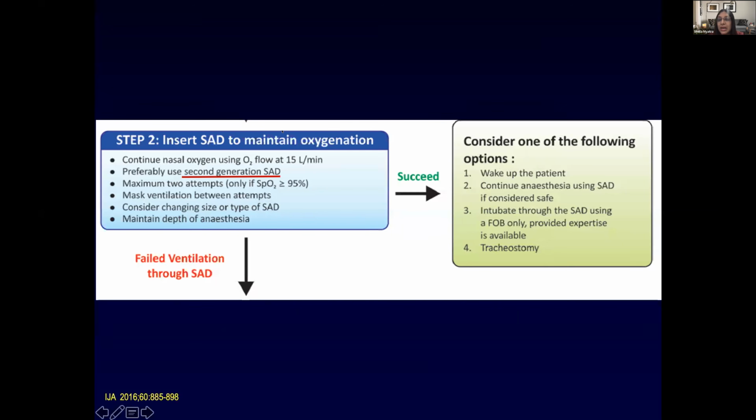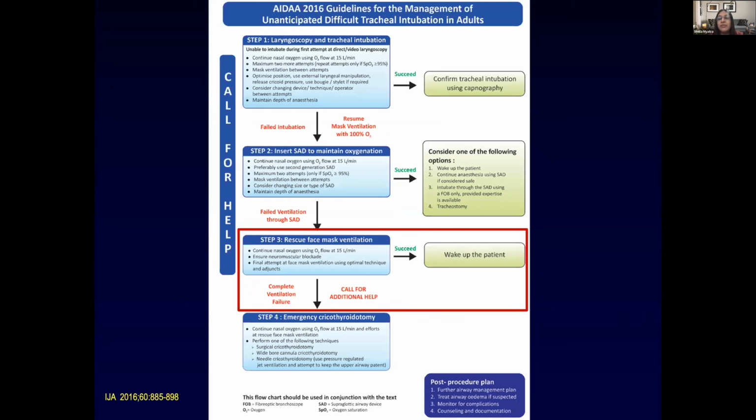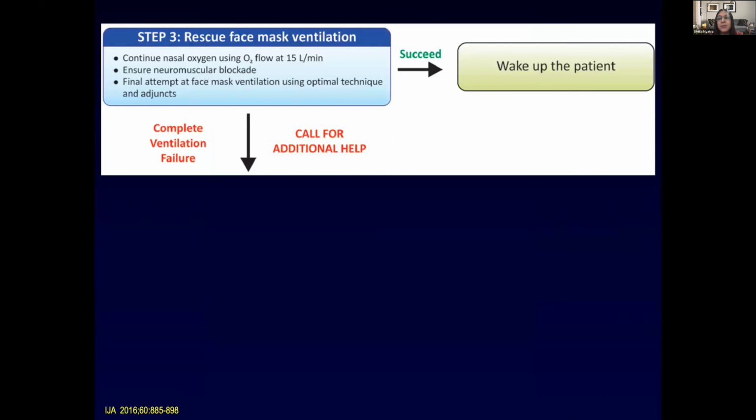Now, if you fail, like I told you, even a supraglottic airway device can fail. So you failed intubation, you failed ventilation. Then what do you do? The next step is very, very important, and this is what we call rescue face mask ventilation. This is one last attempt to ventilate or oxygenate this patient.